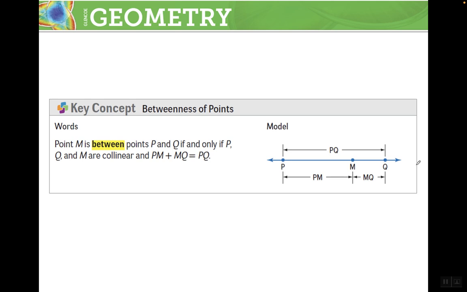So betweenness of points is just, they have a ruler addition postulate, I believe, that comes up later that makes way more sense than the betweenness of points. All it's saying is that segment PM plus segment MQ is equal to segment PQ. That's all it's saying. It's kind of just logic.